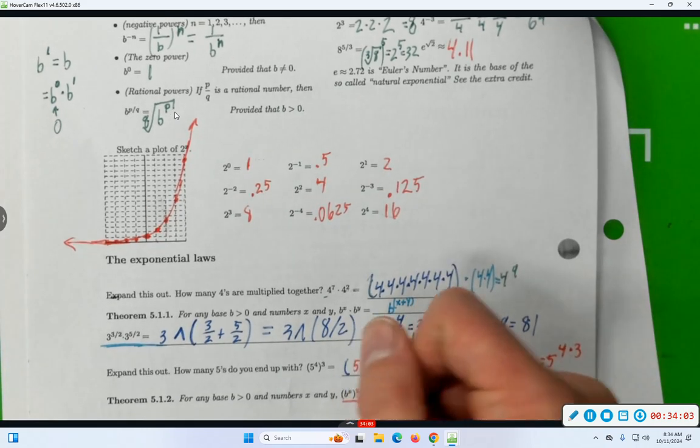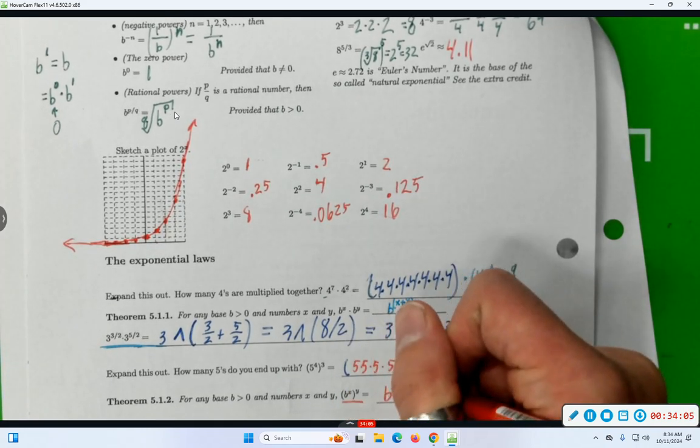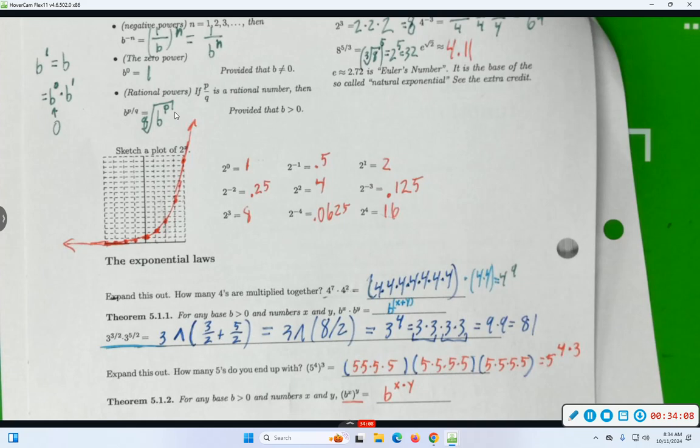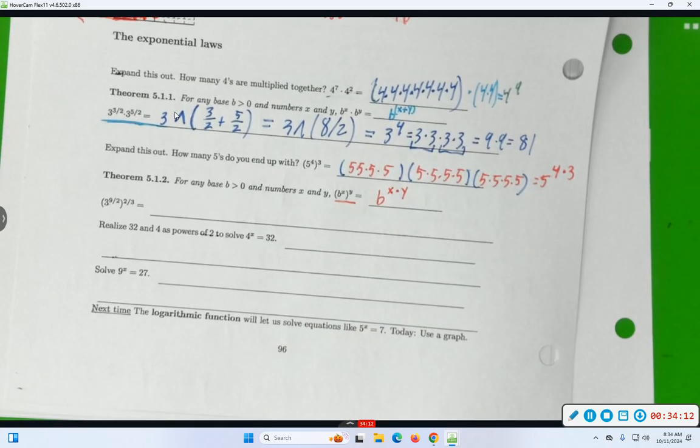Whenever you see b to the x to the y, that's the same as b to the x multiplied by y. And again, a useful trick that this gives you is you can use this to do a computation directly that you otherwise can't do.